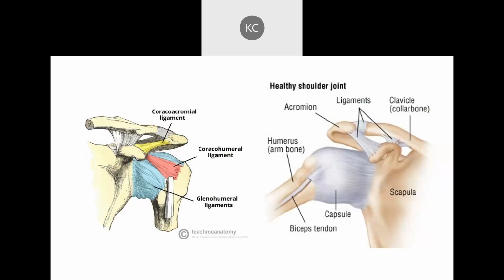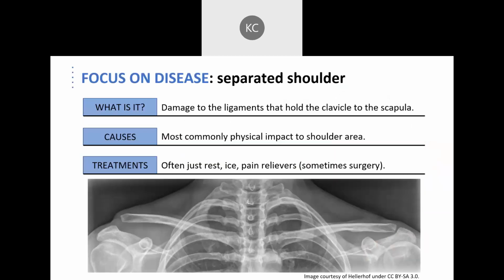Okay, so we're going to look first at a separated shoulder, and then we will look at an example of a dislocated shoulder. So a separated shoulder or shoulder separation has to do with the acromioclavicular ligament, okay, and the acromioclavicular joint. So the acromioclavicular joint, that means the joint between the acromion process and the clavicle, okay.